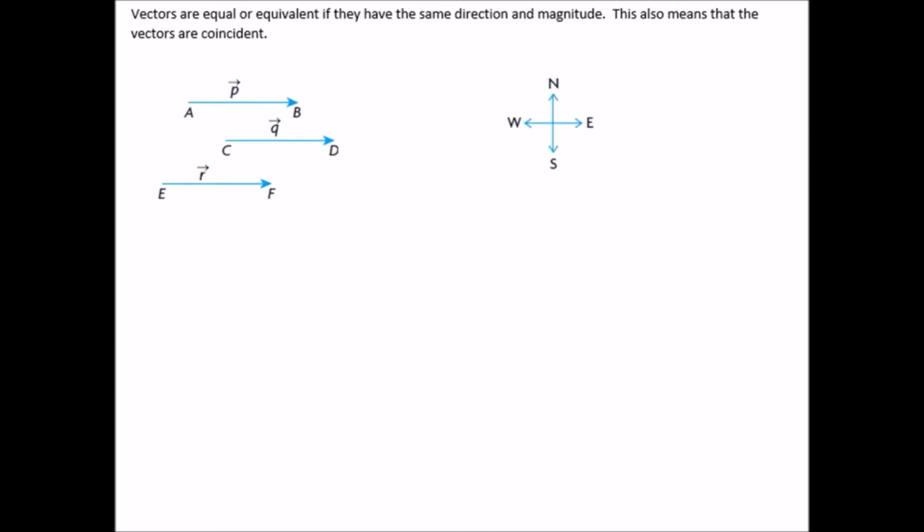We can say that vectors are equal or equivalent if they have the same direction and magnitude. Okay, that obviously makes sense if they're pretty much the same. Okay, this also means that the vectors are coincident. So this just means equal or equivalent. So vector P is going to be coincident to vector Q, which is going to be coincident to vector R. Okay, so you can move them around, that's fine. They're all moving in the same direction, which is east, and they're all the same length. So if you take a ruler and you measure from here to here, they're all going to be the same length. Actually, I should put it at the tip. Okay, so all of these are equal or equivalent or coincident.